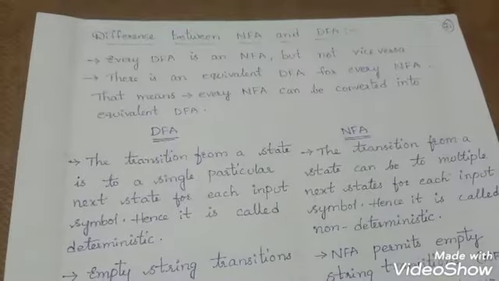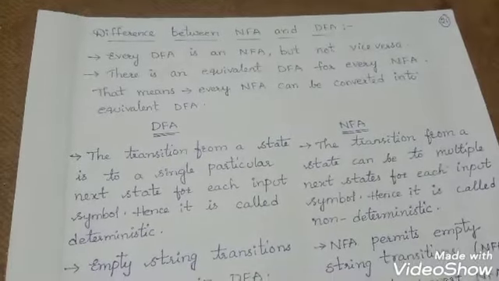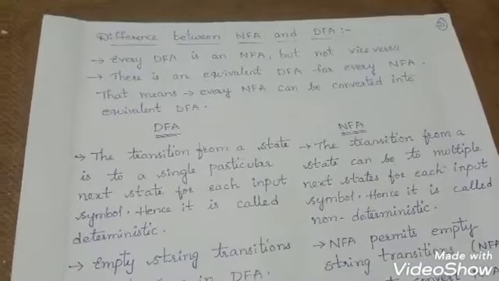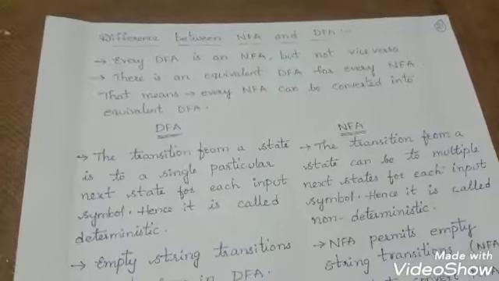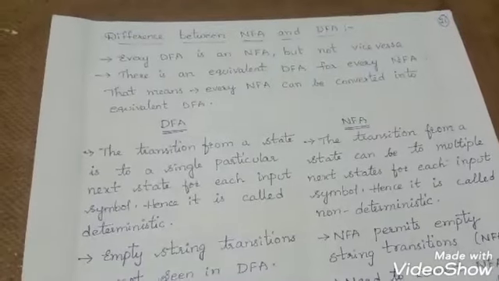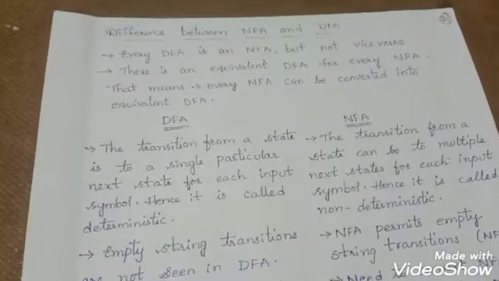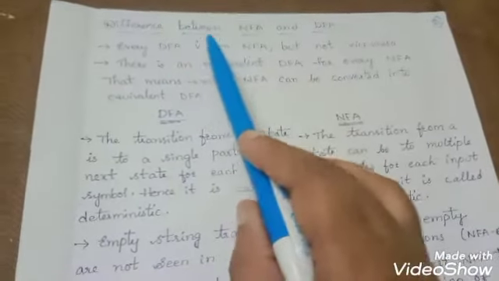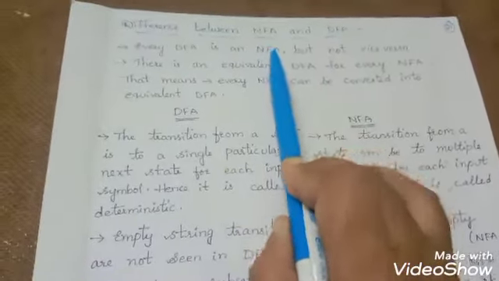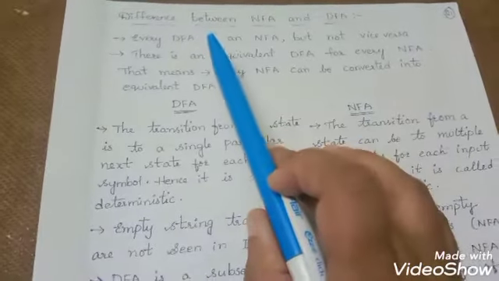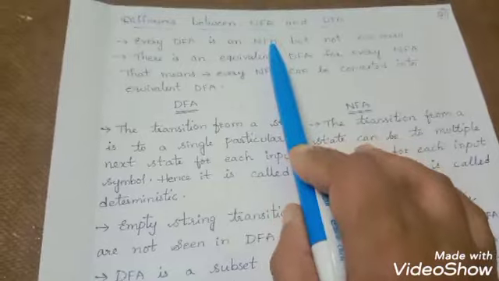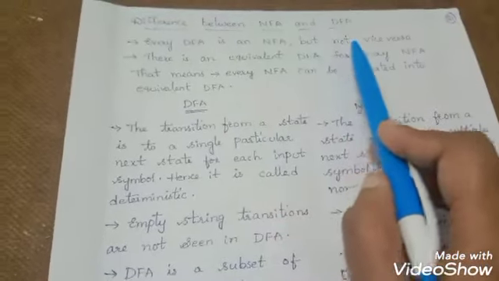Hello everyone. In today's video, we are going to discuss the differences between NFA and DFA: the differences between non-deterministic finite automata and deterministic finite automata. So let's see. Every DFA is an NFA. So every deterministic finite automaton can be a non-deterministic finite automaton, but not vice versa.